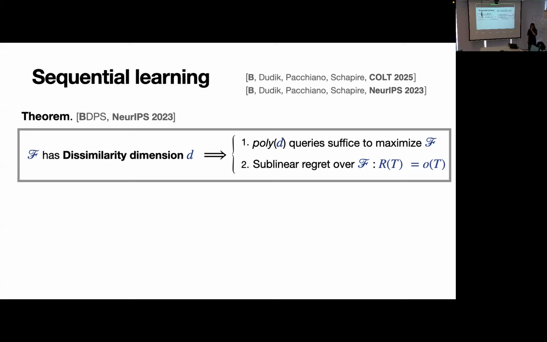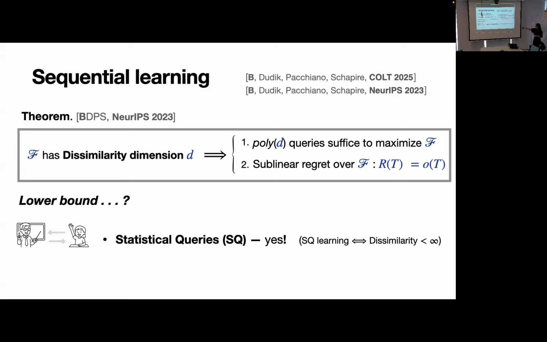Okay. What about the other direction? The lower bound. So what if we can satisfy those goals? Does that mean that the dissimilarity dimension is bounded? So in the first setting of statistical queries, the answer is yes. So we get statistical query learning if and only if dissimilarity is bounded. And for those who are familiar, there's another dimension called the SQ dimension. They are not equivalent, but they scale together, the SQ dimension and the dissimilarity dimension. For bandit learning, unfortunately, the answer is no. So there are examples where you can satisfy these kinds of goals, but the dissimilarity dimension is not bounded.